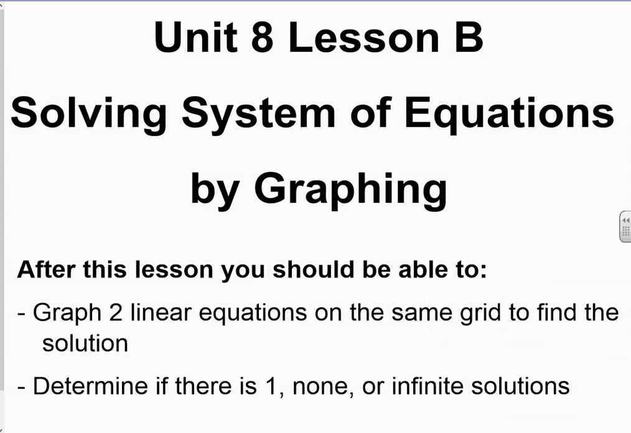This is Unit 8, Lesson B, Solving System of Equations by Graphing. After this lesson, you should be able to graph two linear equations on the same grid to find the solution, and determine if there is one, none, or infinite solutions.